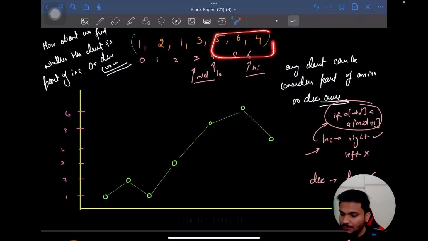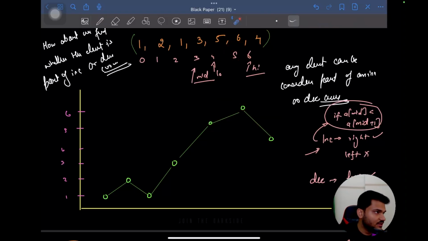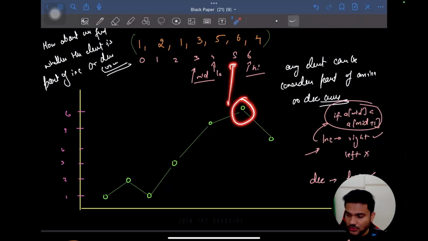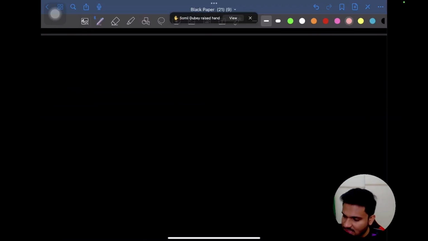Now again you calculate the midpoint, and this time the midpoint that you calculate is 6, and 6 is already your peak element. Can I say that? Right? You can see 6 is already your peak element. So you got your answer. Now let's take one more example, and this time let's take a pretty random example.